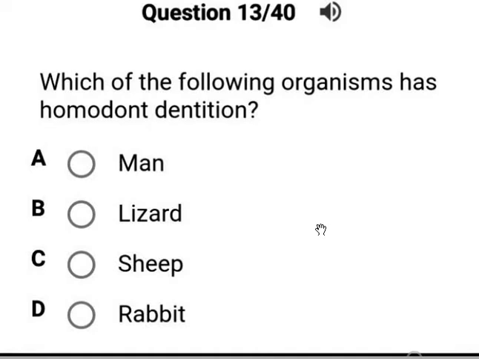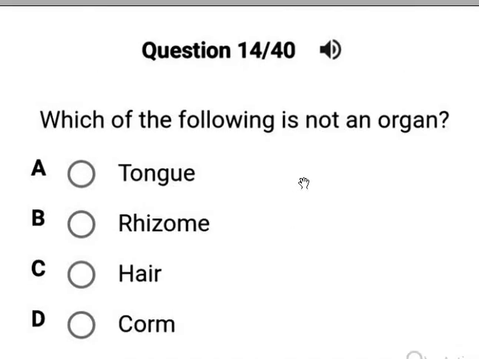The next question is 14. Which of the following is not an organ? A, tongue, B, rhizome, C, hair, D, comb. So tongue is an organ, rhizome is also an organ, and the comb is also an organ.